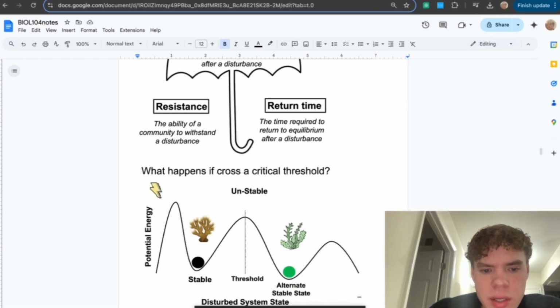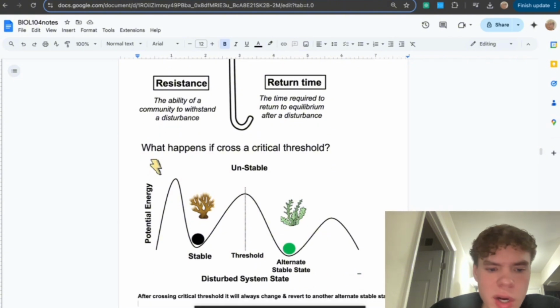What happens if a community crosses a threshold? It's basically just going to turn to something else. After crossing a critical disturbance threshold, it will always change and revert to another alternate stable state.